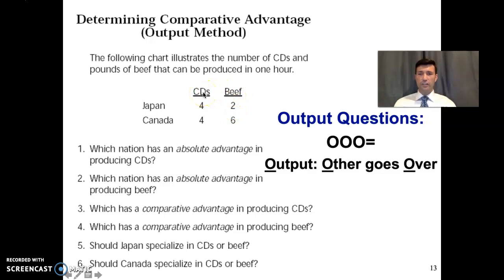So CDs cost 2/4 of a beef in Japan, or excuse me, half a beef. So each CD costs half a beef. Over in Canada, each CD costs 6/4 of a beef, or as you can simplify, 1 1/3 beef. So CDs in Canada cost 1 1/3 beef. CDs in Japan cost half a beef. So you can see that Japan has comparative advantage in CDs, even though Canada can make just as many CDs as Japan. You can pause the video here to finish working out this question before I go over an input method question.